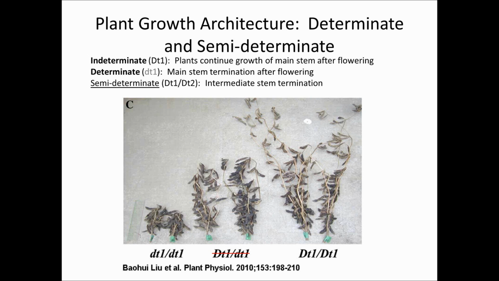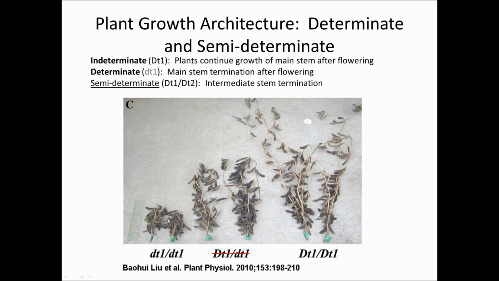as climate change is affecting some things and growers shift to different systems, such as the early production system in the South. I also want to talk about the plant growth architecture genes. We have indeterminate, determinate, and semi-determinate soybeans. What this means in this figure is that indeterminate soybean grows tall, and that's because after flowering, vegetative growth continues along the main stem. This is shown by capital DT1, indeterminate; plants continue growth of the main stem after flowering.